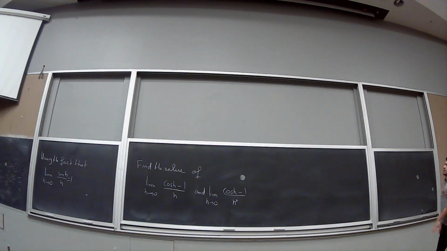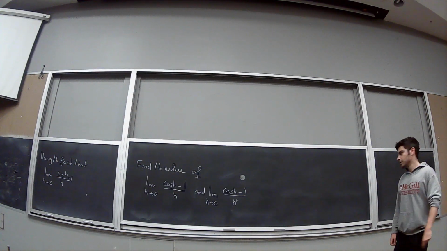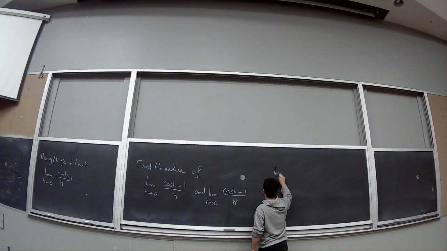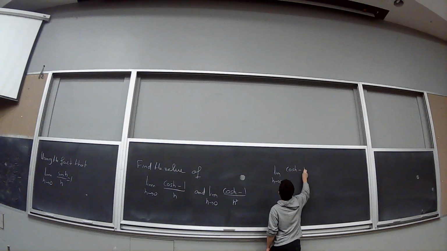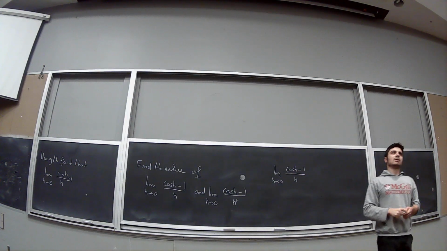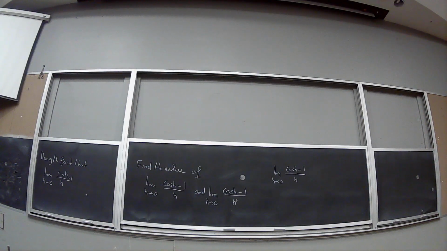Great. Now, what do you suggest doing for the first one? How do you prove the first one? What do you get? 0 over 0. The first one, the answer we know is 0, but let's show this now. How do I proceed here? In the back, yeah?